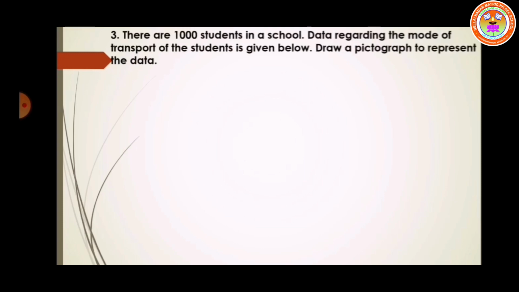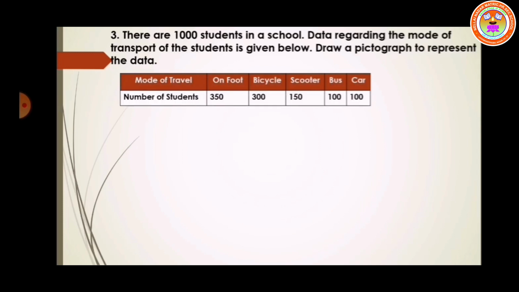There are 1000 students in a school. Data regarding the mode of transport of the students is given below. Draw a pictograph to represent the data. Here some data is given. Mode of travel: on foot, bicycle, scooter, bus, car.